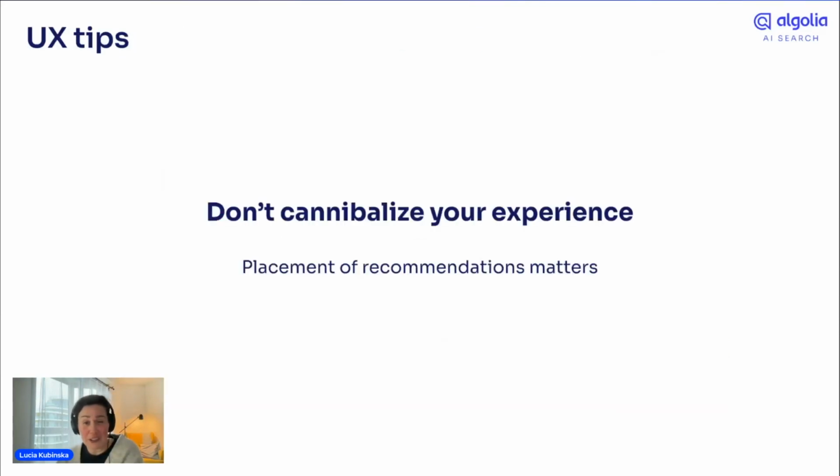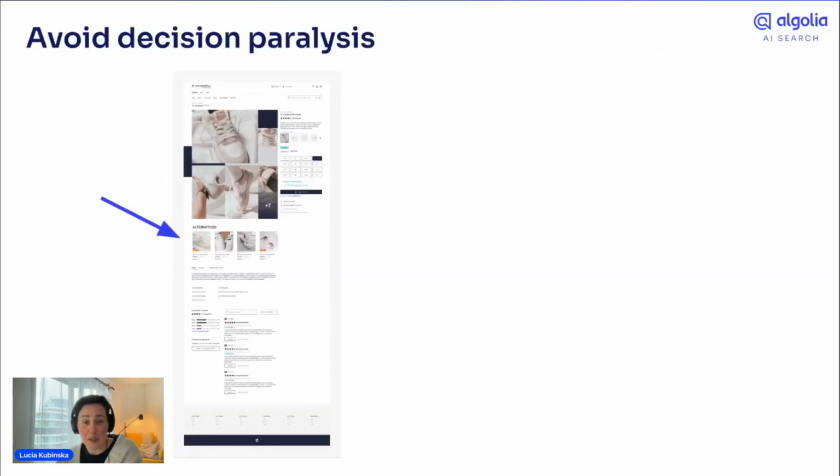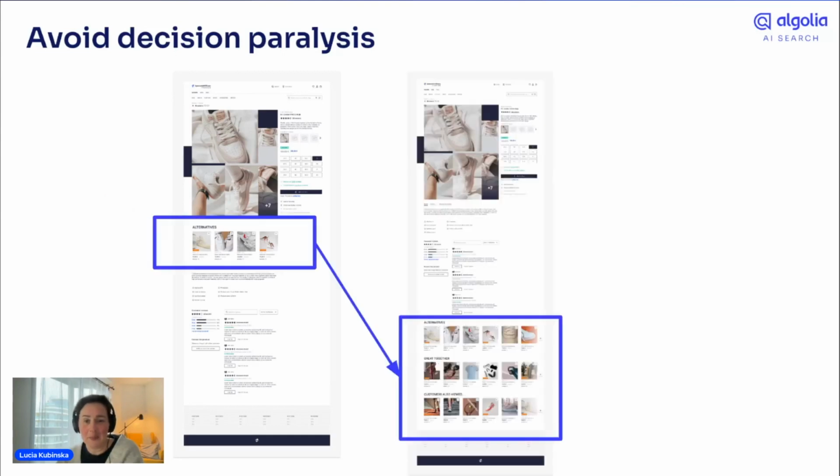I also invite you to experiment with the position of a carousel within a page. Placing alternative items too close to the original item may get your user stuck in a loop of decision paralysis. It's generally recommended to place such carousels more to the bottom of the page when it's rather clear that the visitor is scrolling, taking more time to decide, and would really consider other suggestions.